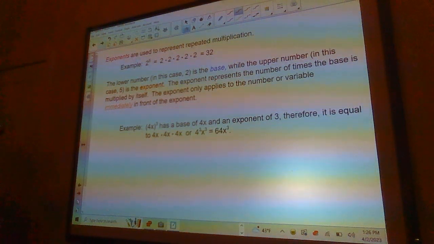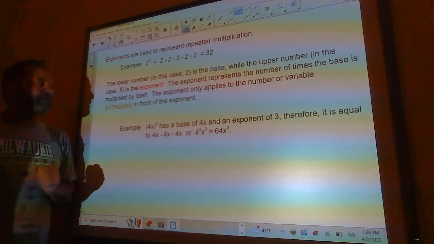Okay? Now, it's important that you keep in mind that the exponent only applies to the number or variable immediately in front of the exponent.